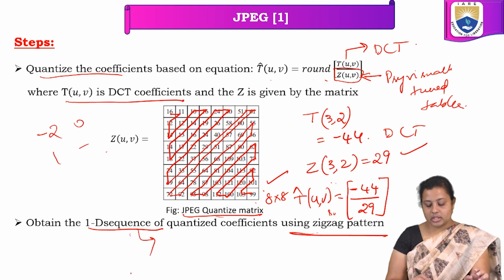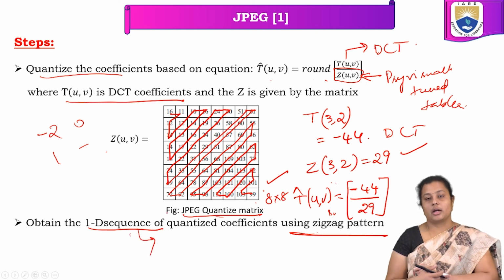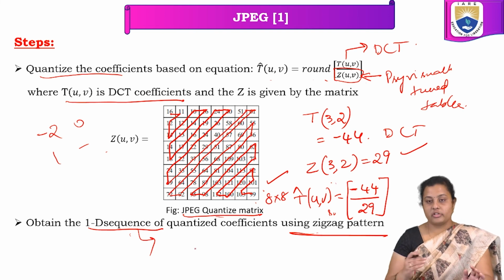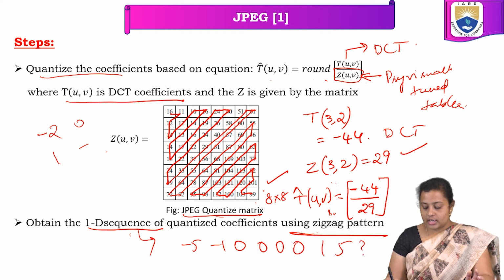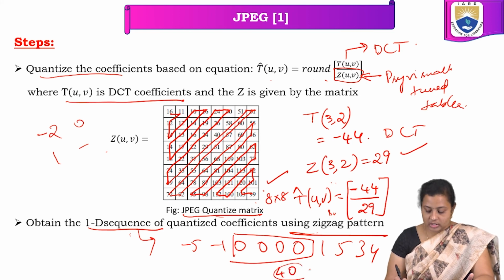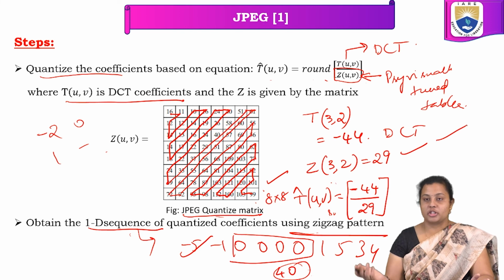This 1D sequence is first compressed using run length. If we have a sequence of zeros, then we write it as a run length. Suppose we have minus 5, minus 1, 0, 0, 0, 0, 1, 5, 3, 4, and our zigzag pattern gives this 1D sequence. Then we can convert the four zeros into a run length. Using this run length vector we encode it, and then we use Huffman coding, and the compression is achieved.